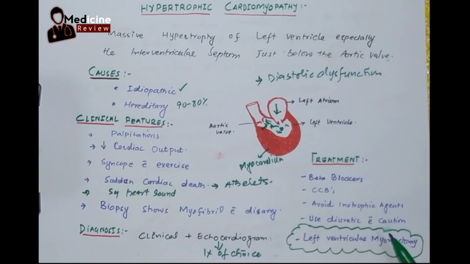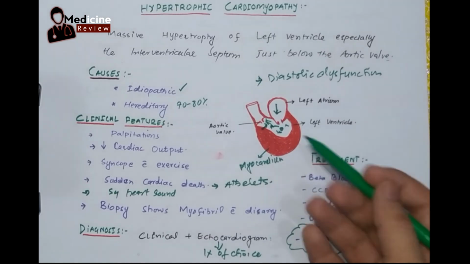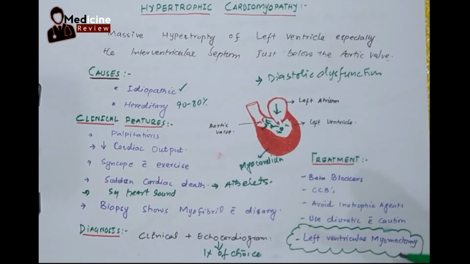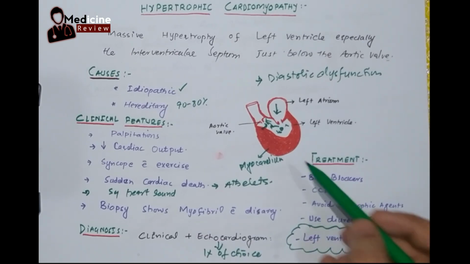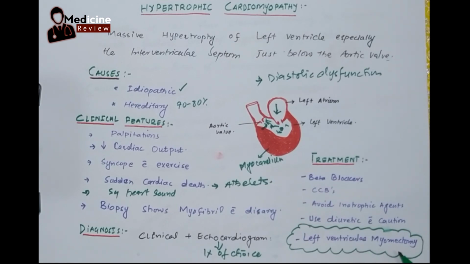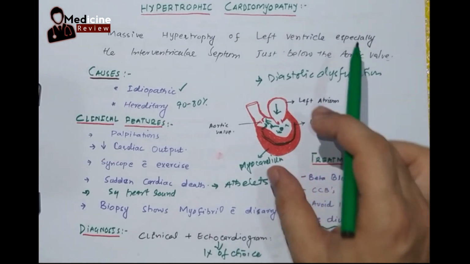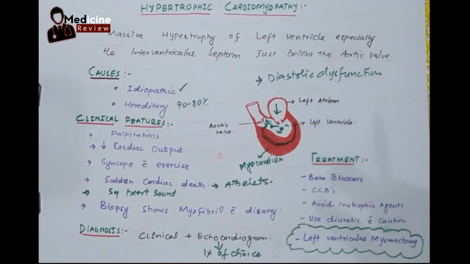Use diuretics with caution, because the stroke volume is already decreased. We do not want our blood volume to become less, and we don't want the stroke volume and cardiac output to decrease further. The treatment of choice is left ventricular myomectomy. In left ventricular myomectomy, we remove some part of the myocardium, so the lumen of the left ventricle increases, and the filling defect can be corrected in this way.